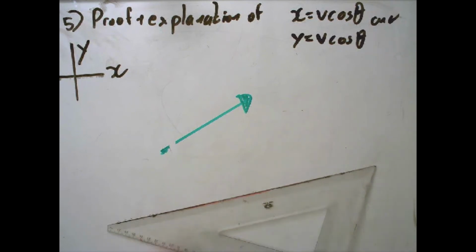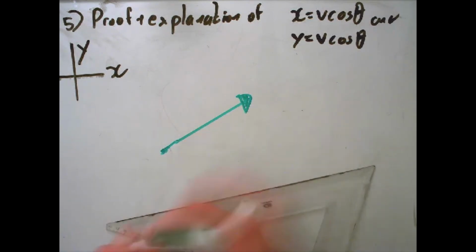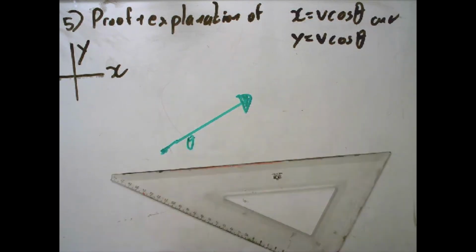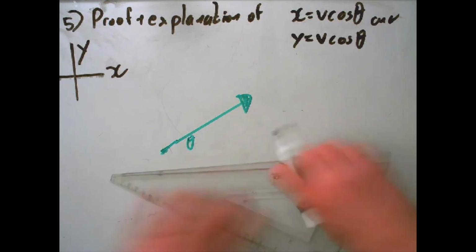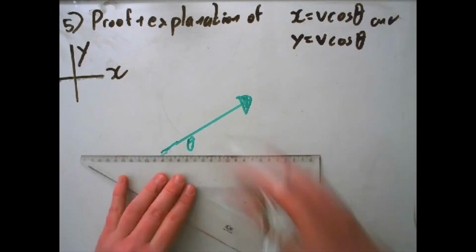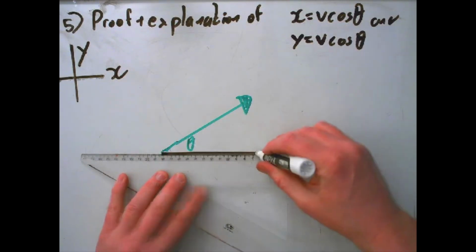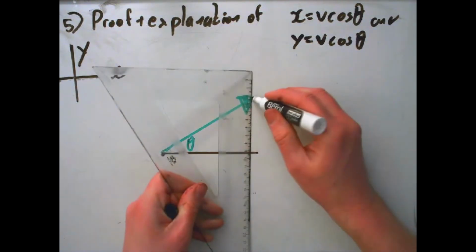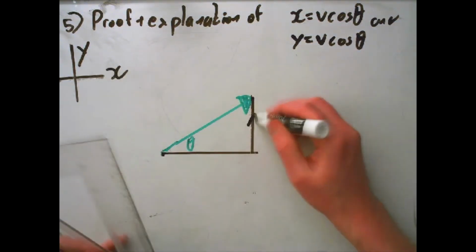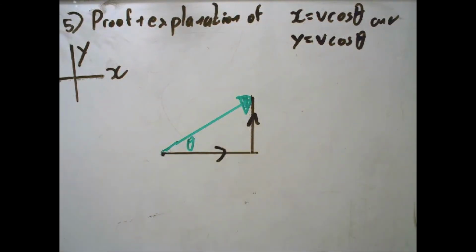So let's say that's our resultant vector we're trying to find. Let's make that the hypotenuse of a triangle, with the bottom of it being the x-axis, going directly across, and the vertical component being along the y-axis. That's much more useful.